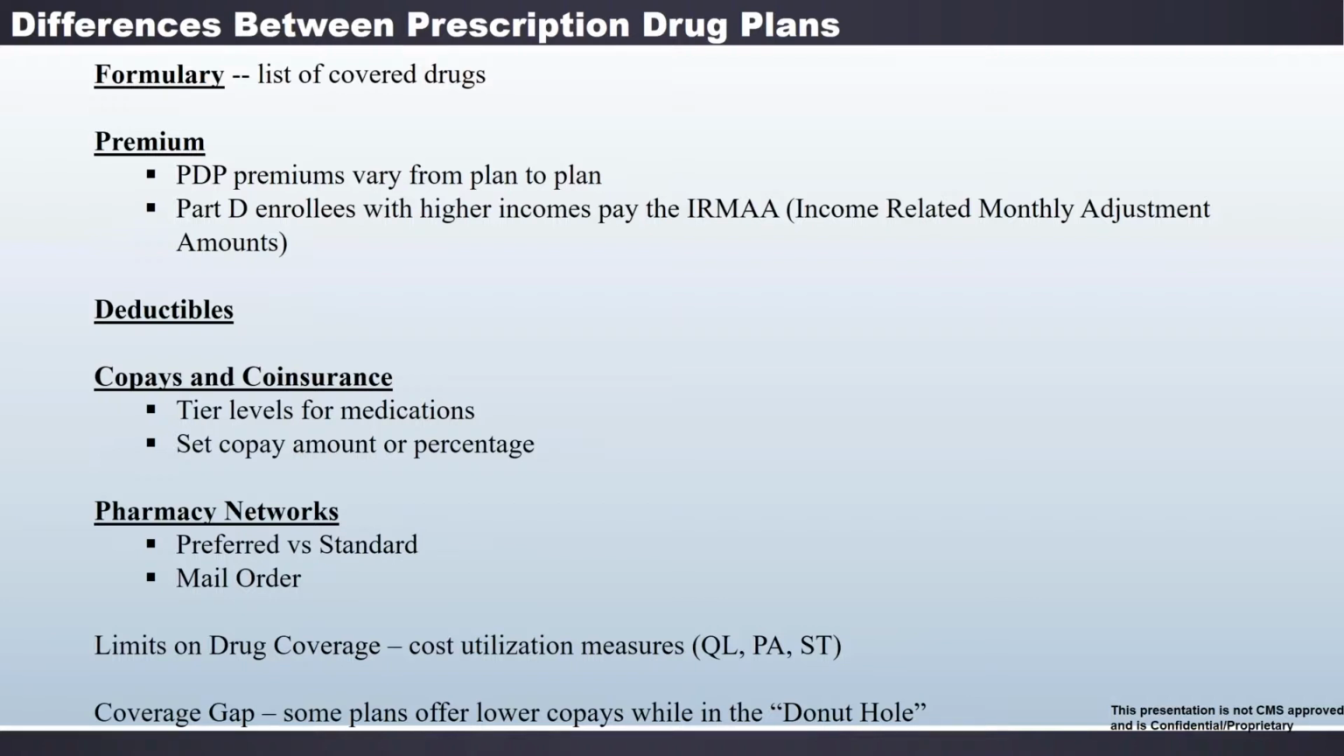Pharmacy networks, okay, preferred or standard. You can go to either one. Your lowest pricing will be at the preferred, and they usually kind of work in pairs. Like Aetna uses CVS, Humana tends to use Walmart, United tends to use Walgreens. I mean, they've all got their relationships built. There can be multiple pharmacies listed as preferred or standard, but your lowest cost will always be at the preferred pharmacy.